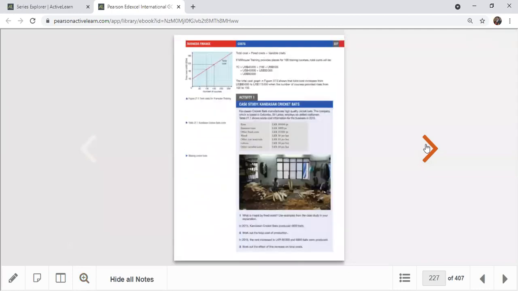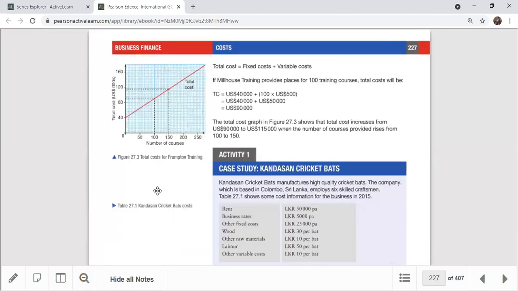So the total cost concept. If you add the fixed cost and variable cost that we discussed above, we call that the total cost. The total cost formula: total cost equals fixed cost plus variable cost. Here, in this Millhouse Training School, they are doing 100 courses. For one course, they have to spend 500 variable cost, and 40,000 is their fixed cost.